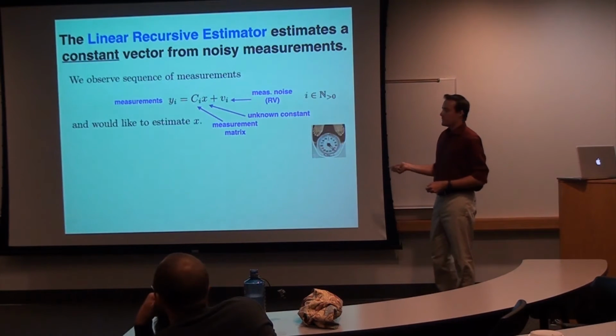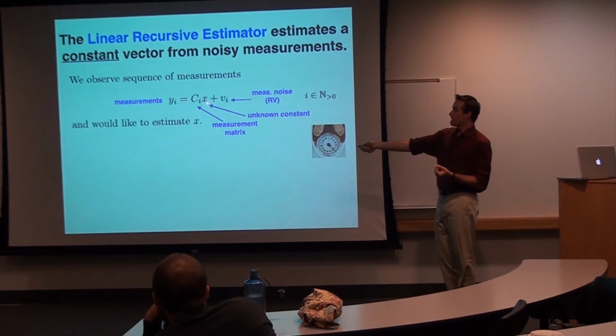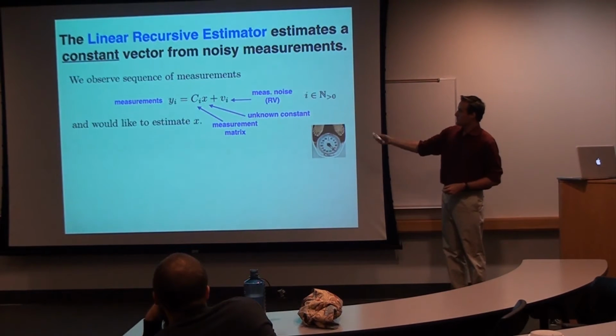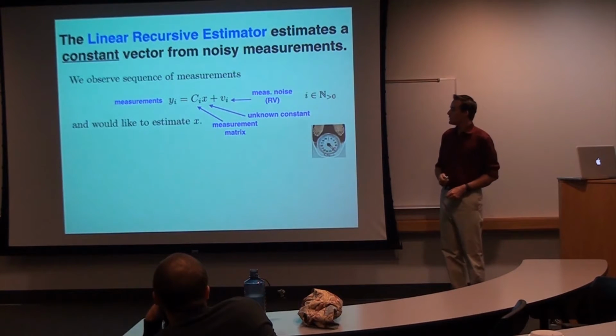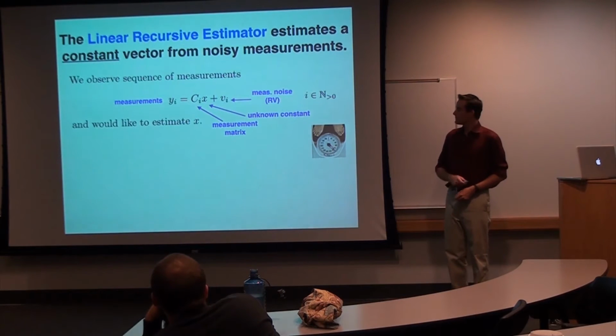So the scale thing is just an example where we have some unknown constant that is fixed. Unlike a linear system, it's not evolving with time. But this C matrix essentially captures what's going on with each experiment, and that is allowed to change from experiment to experiment. So how can we try to estimate this unknown constant given this sequence of measurements?